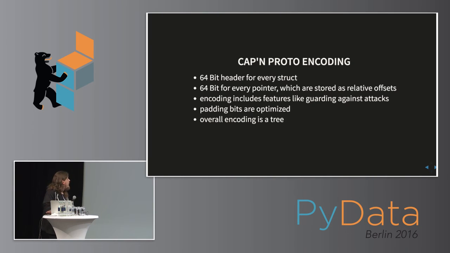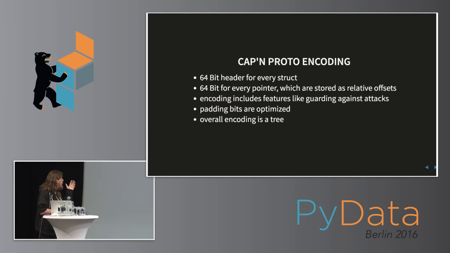So the encoding for Cap'n Proto is actually pretty smart. It also uses a tree structure. But one thing I didn't like so much is that every struct has a header that's 64 bits, and every pointer is also 64 bits. That seems like a bit of a waste. But the format is incredibly powerful.